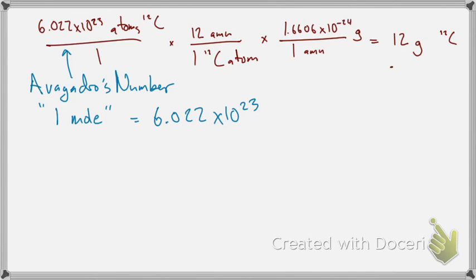So we could say 6.022 times 10 to the 23rd atoms of carbon-12 is also equal to 12 grams of carbon-12. Or can we replace this with something easier to swallow? 1 mole.